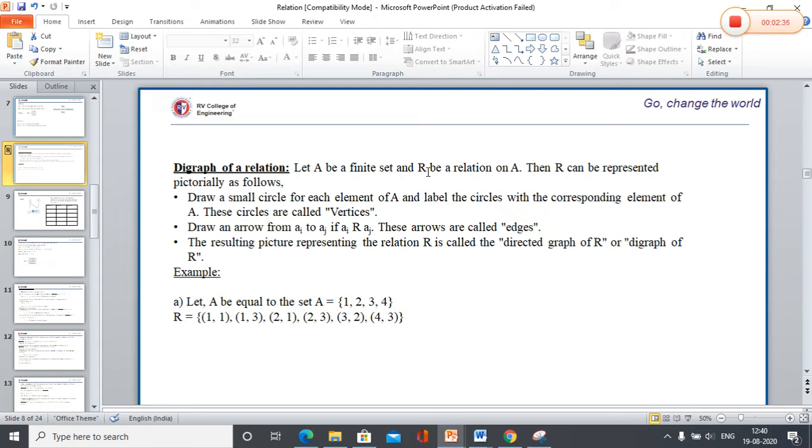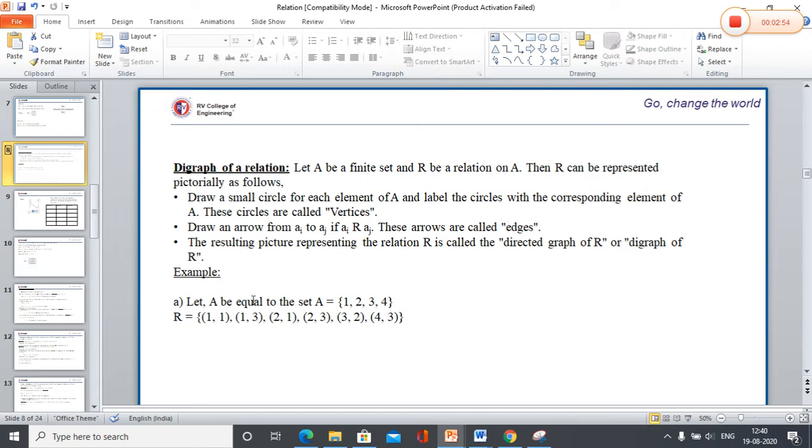So if the elements are 1, 2, 3, 4, each node I will label as 1, 2, 3 and 4, like that. And then draw an arrow from AI to AJ. So from one vertex to another vertex there will be an edge if that ordered pair is there in the relation. Okay, so I'll take an example.